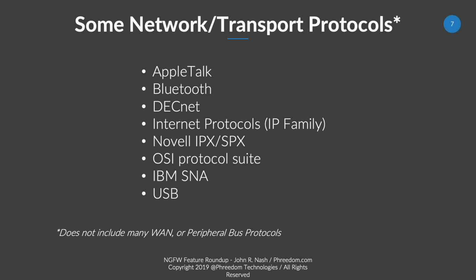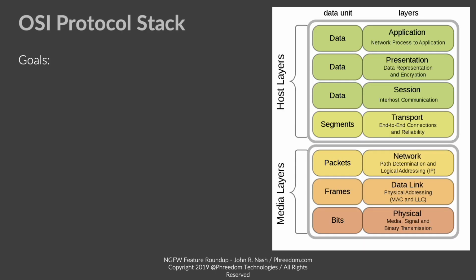IBM SNA, I know we have a few people here that remember and work with that. And then USB. That's just the common technology to connect a peripheral to a computer, but it is a legitimate protocol that can be an attack vector. So the question is, how do we block against that? And is that traffic that our firewall needs to support as far as monitoring and blocking?